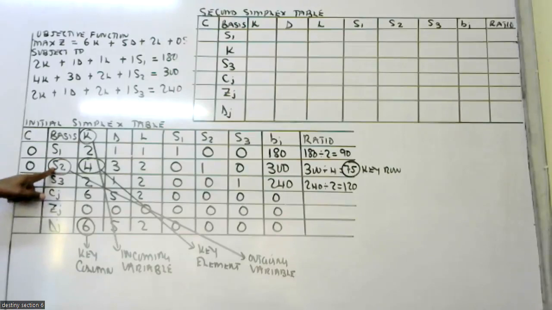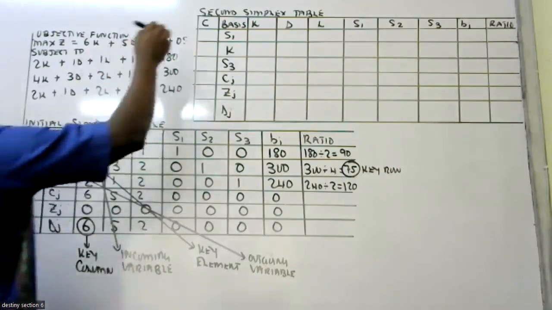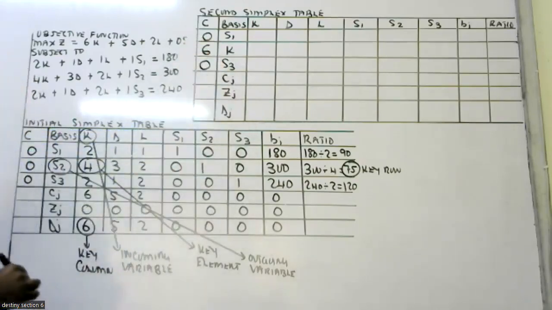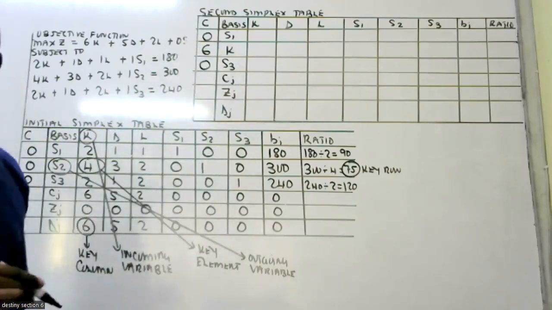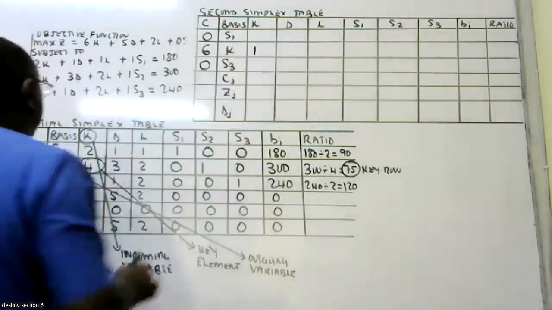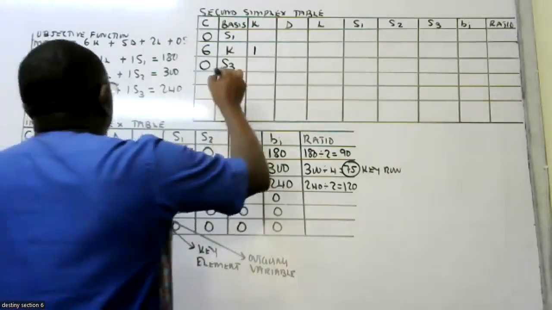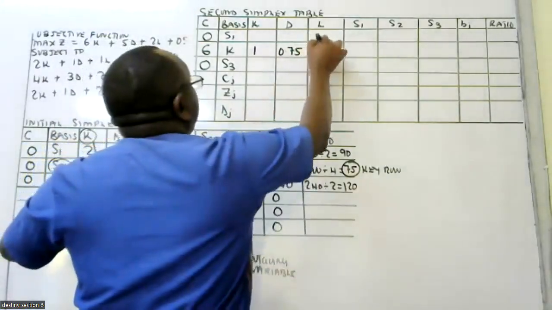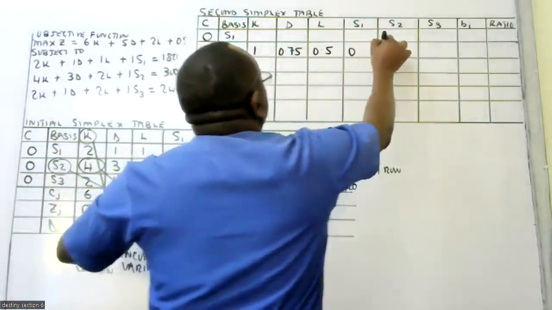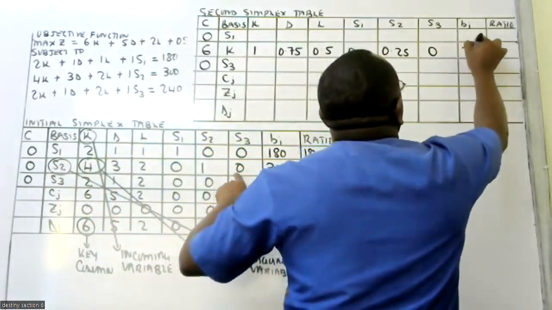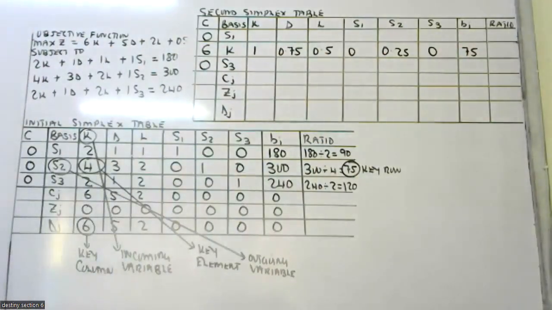So S2 has been replaced by K. Then you put the contribution margin. This is 0, K has 6, S3 has 0. So what you do next now is you divide these values in S2 using the key element, 4. So 4 divided by 4 is 1. 3 divided by 4 is 0.75. 2 is 0.5. This is 0. This is 0.25. This is 0. And this is 75.